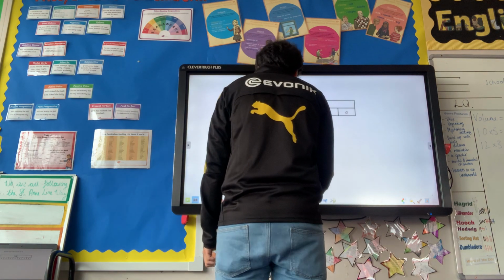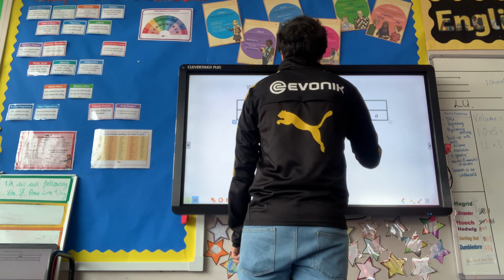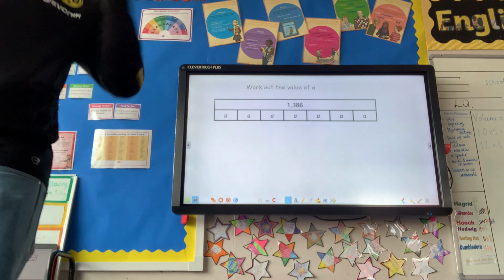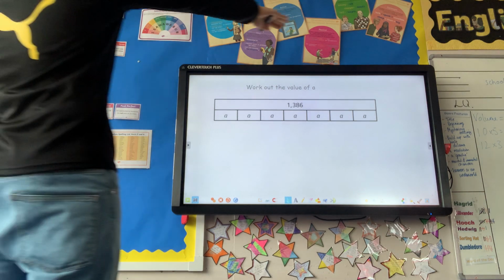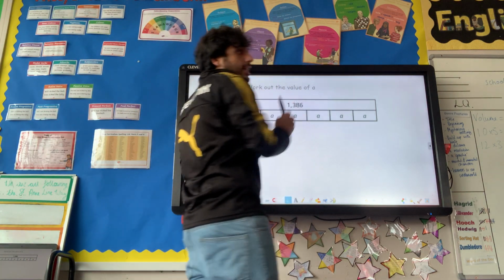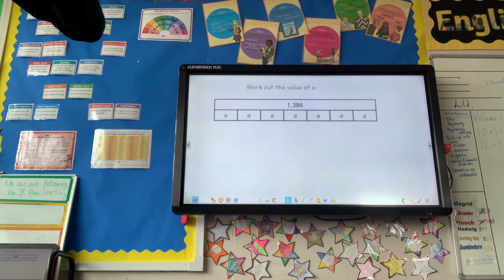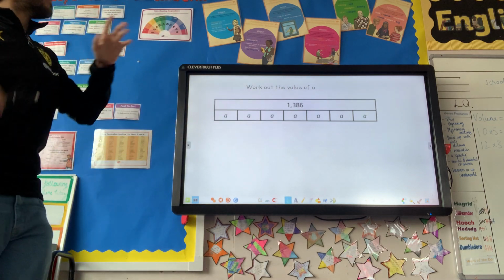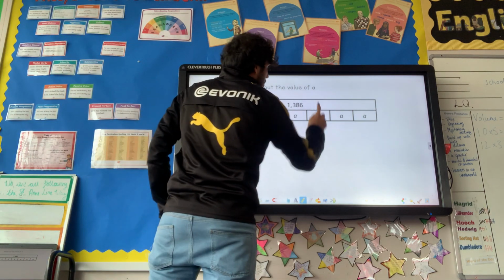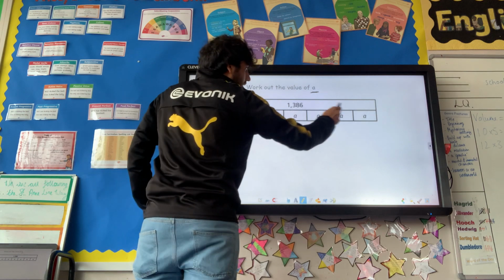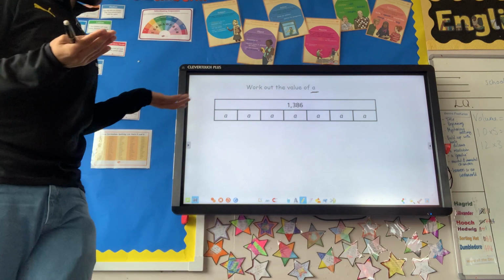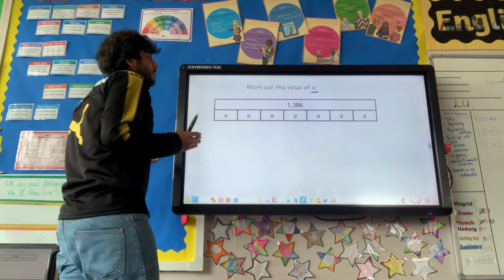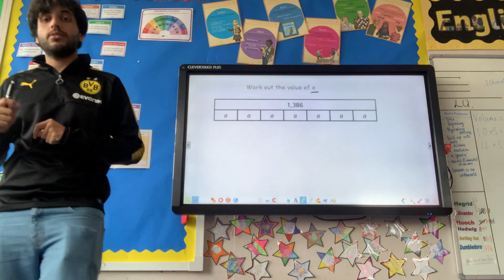Okay, here we go, we've got another one. This is the last one before we move on to our actual work. So we've got a bar model again. We know that the whole bar is worth 1,386. That's because when we look at bars, we know this whole thing's worth 1,386. Now they want us to find the value of A. So each one of these is worth A, as you can see. How are we going to do that? Pause the video, have a go.